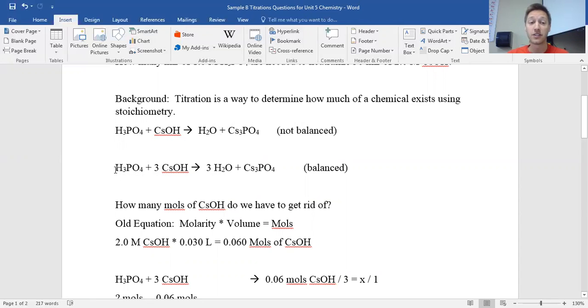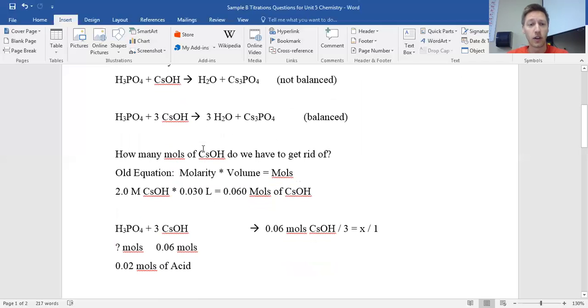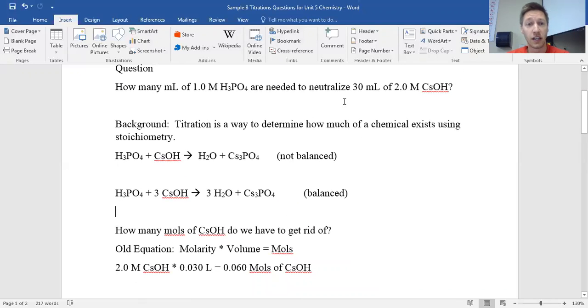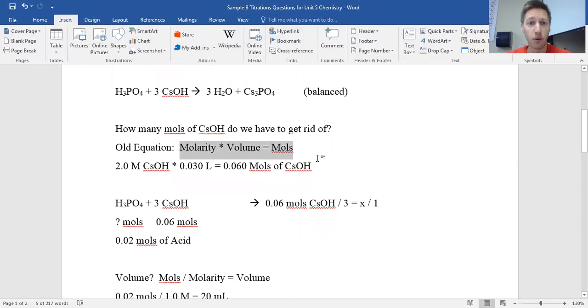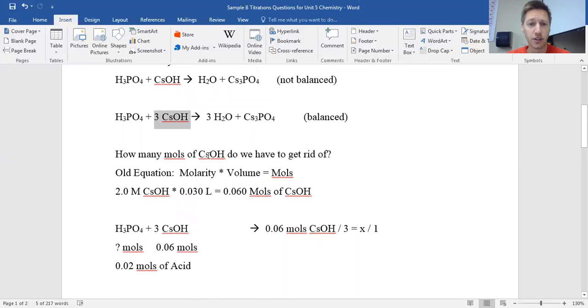And again, the acid or base here is about how many hydrogens are being lost, how many hydroxides are taking the hydrogen. So the backstory again is, if you want to know how much of the phosphoric acid we need to neutralize it, we need to know how much of the base we have to start. And so again, an old equation is molarity times volume is equal to moles. We can find out how many moles of the cesium hydroxide we have, and then we can find out how many moles of the acid we need. So molarity times volume is equal to moles.